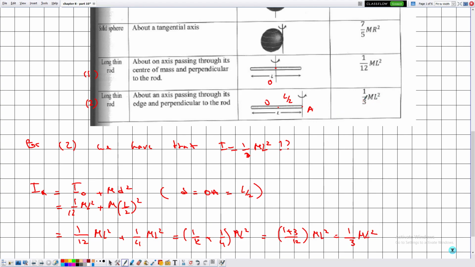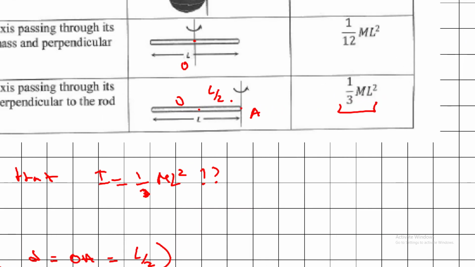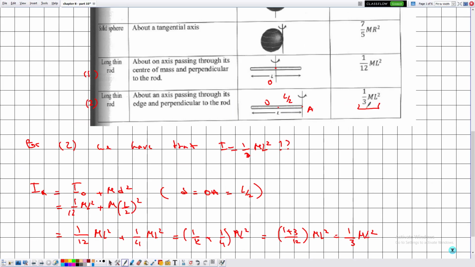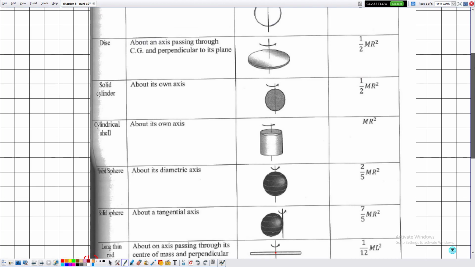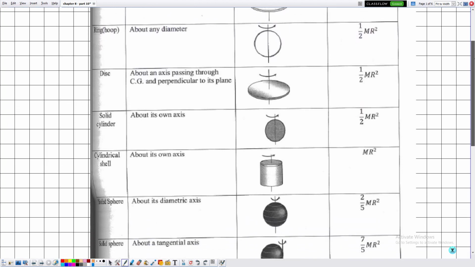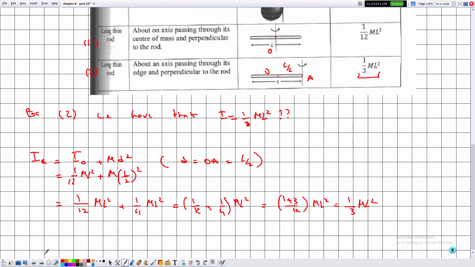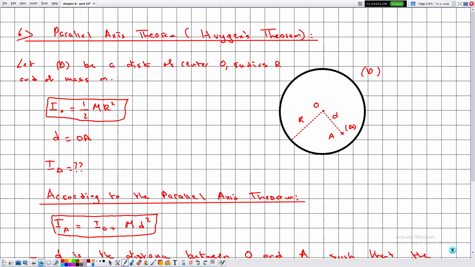So in this case we have proved that the moment of inertia of the rod around an axis passing through its peripheral is given by 1/3 ml square, and this can be done for any shape and any point with respect to the moment of inertia that we usually know, which is passing through the center. So you can apply this to different shapes.